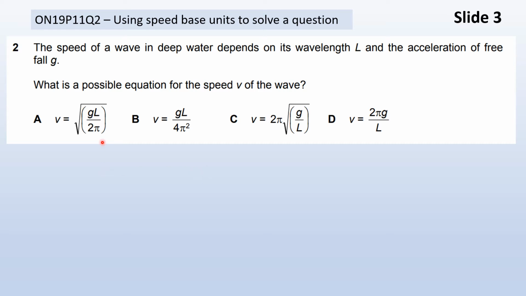So now let me use an example from the past exam, question 2, that we can apply base units and homogeneous equations to solve. The speed of a wave in deep water depends on its wavelength L and the acceleration of free fall g. What is a possible equation for the speed v of the wave? And we have 4 options.